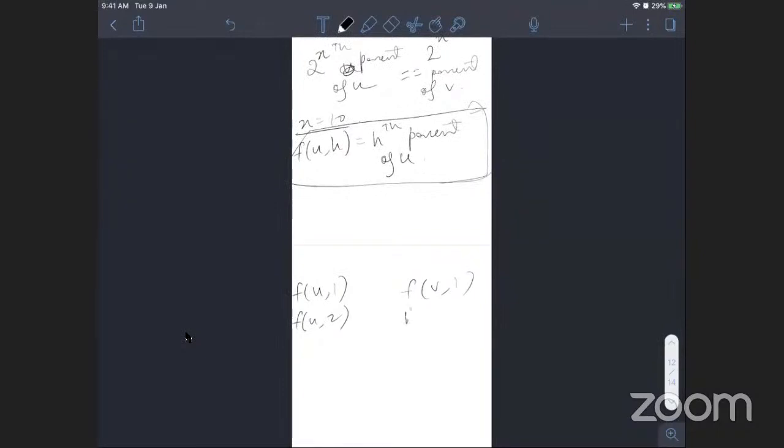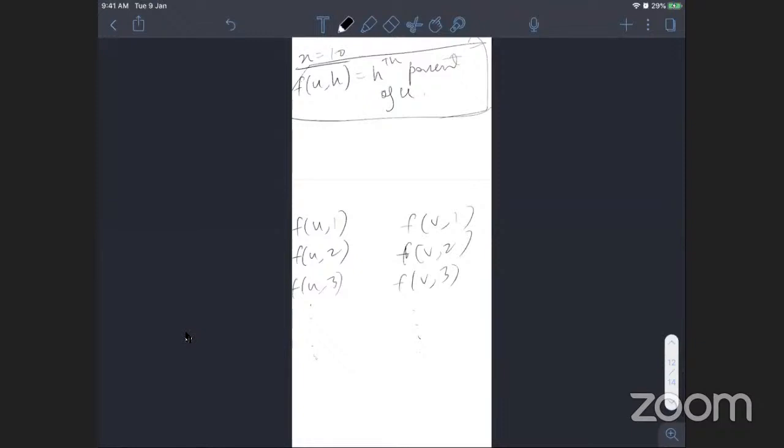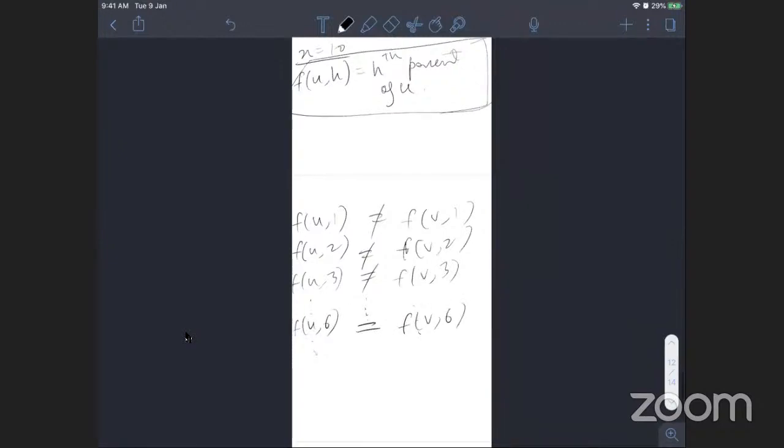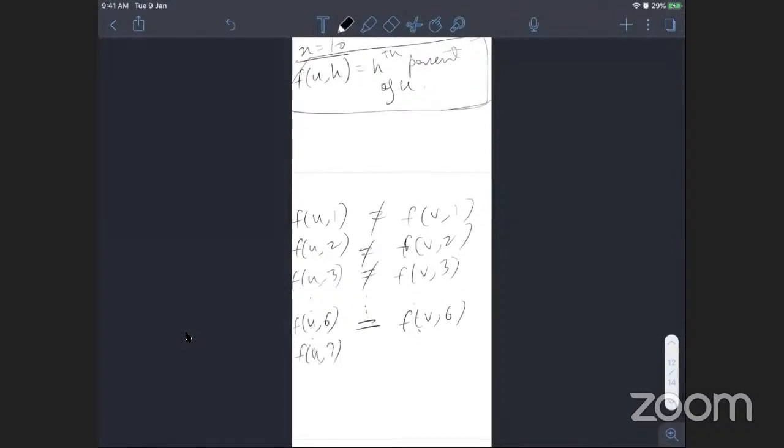Then F(V,2), F(U,3), F(V,3), and so on. Notice at the initial values they will mismatch, but at some point they will become equal. Let's say F(U,6) and F(V,6). Once they become equal, they will always remain equal. Can everyone see this intuitively? They'll mismatch for the first few times, and then once they become equal the first time, they'll always remain equal.